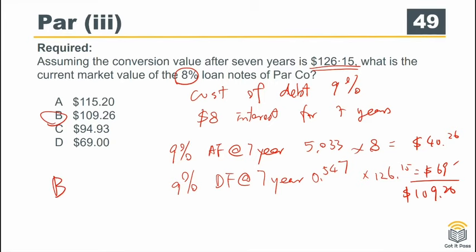Okay, so in this question, you have to know how to get the loan valuation given the cost of debt to you, and with some very basic concepts.